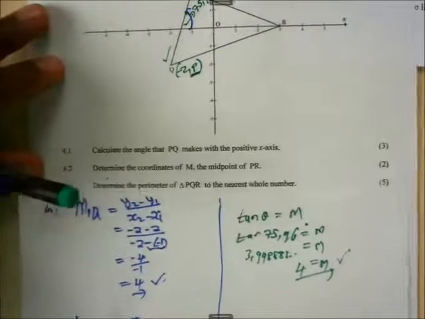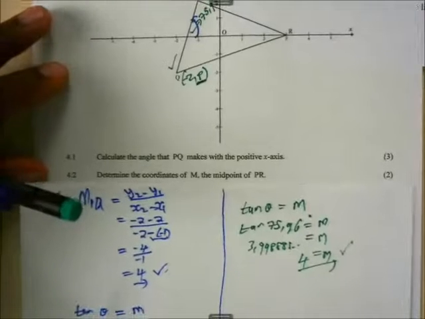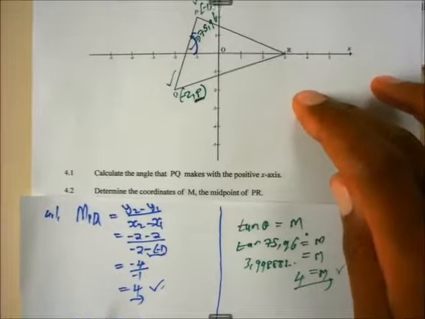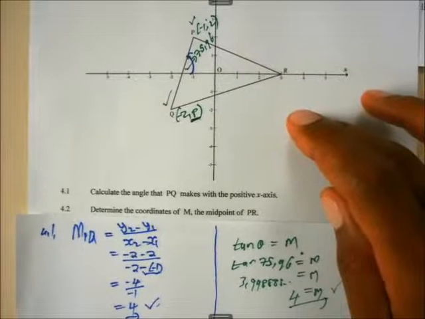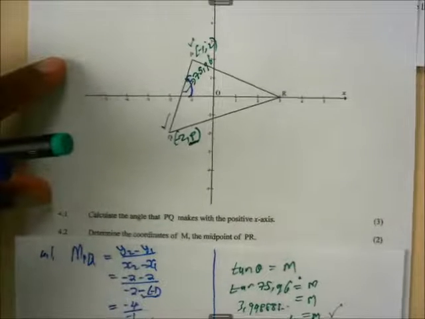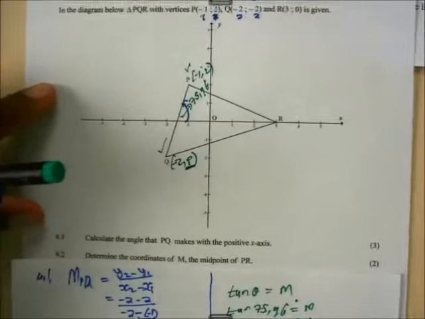Right. Now, let us look at 4.2. It says now you must determine the coordinates of M. What is M? M is the midpoint of PR. M is the midpoint of PR there. That is a 2 marks question.